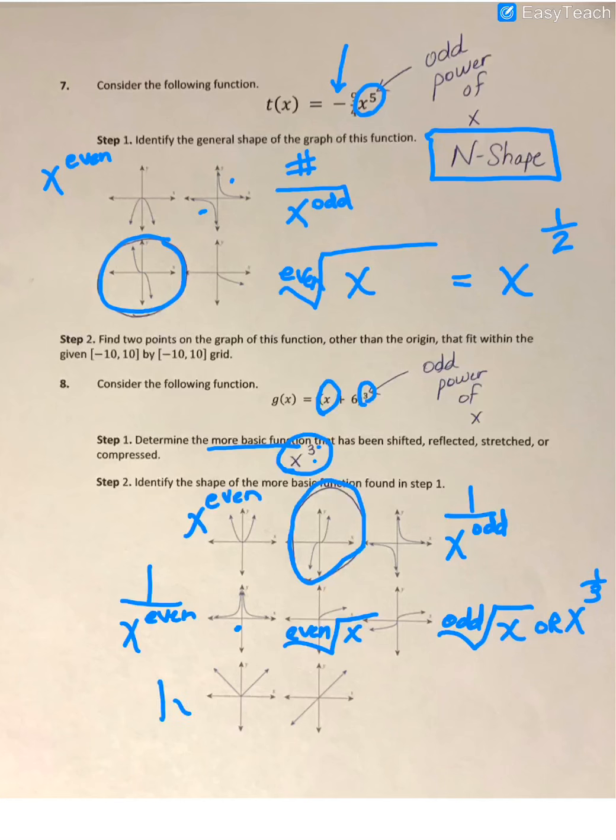V-shaped, of course, is absolute value, and then this is just a simple line. So it would be some type of y equals mx plus b format. So make sure you know all your different shapes, because we could certainly choose from any of those shapes.